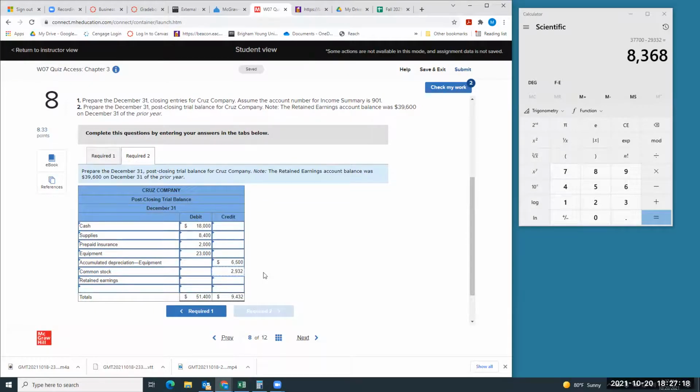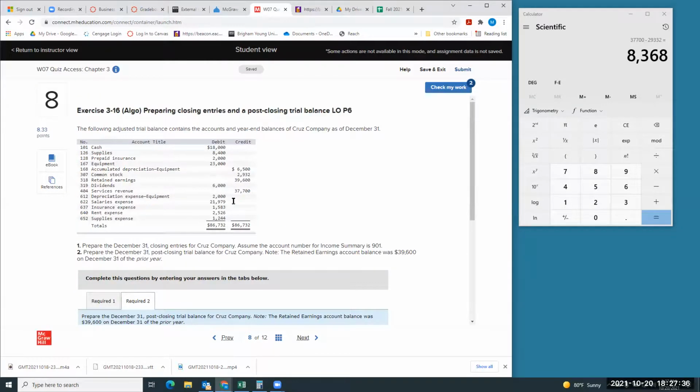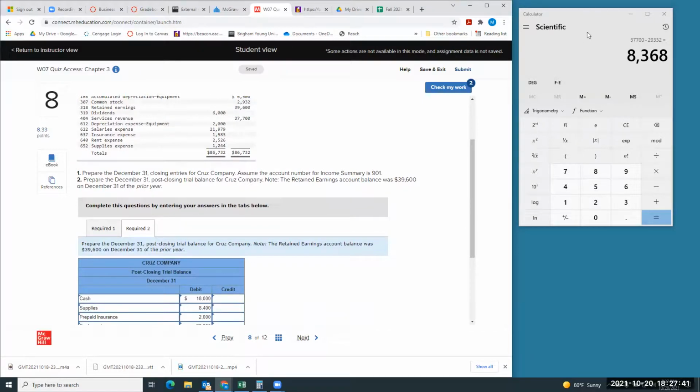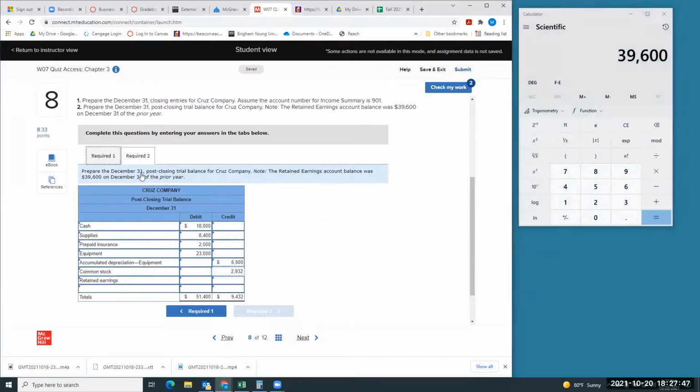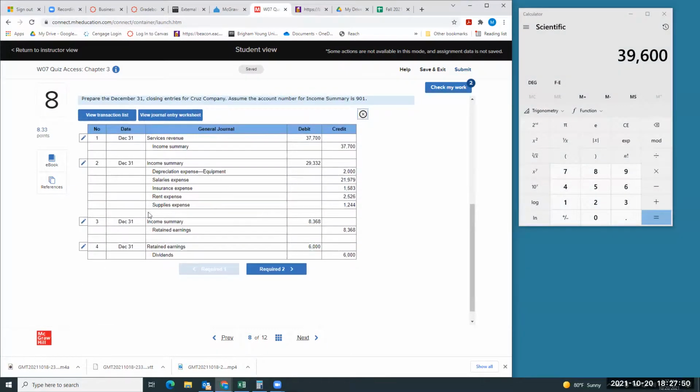And then here's where we're going to have some issues: retained earnings is the one that changed. If you remember, on our closing entries, we actually made some debit and some credit entries to retained earnings. So retained earnings had a credit balance, that's the normal balance of retained earnings, of $39,600 before we did those closing entries. So if we had a credit of $39,600, then back in requirement 1, when we credited retained earnings for our net income, that would have added to that balance. So we're going to add $8,368.